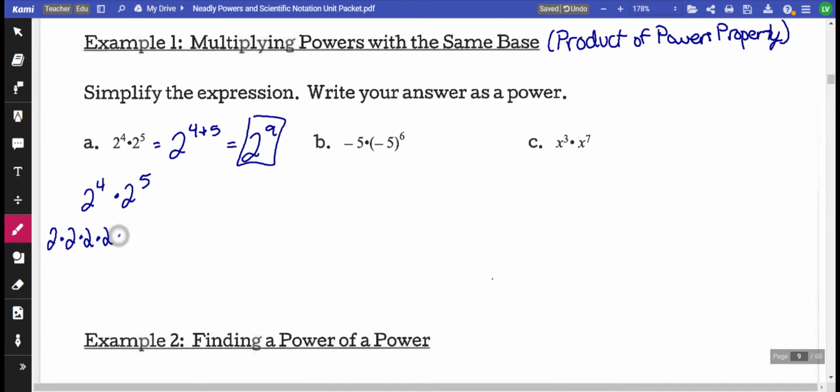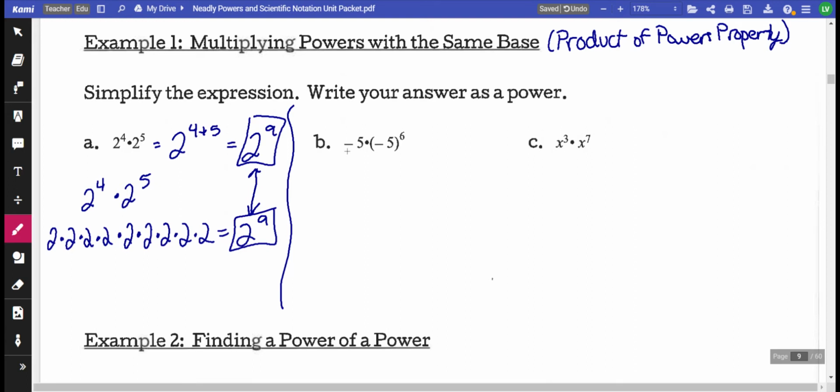So I need 4 2's. Then I need 5 2's for 2 to the 5th power. There's 1, 2, 3, 4, 5. Now I'm going to count how many 2's I have. 1, 2, 3, 4, 5, 6, 7, 8, 9. So this becomes 2 to the 9th power. Same answers. I just didn't have to do all the work of writing out all those factors.